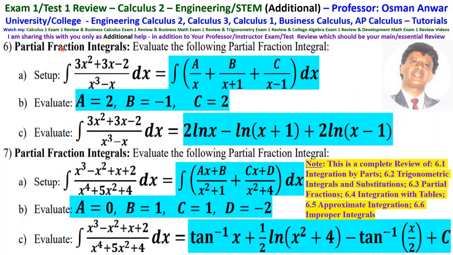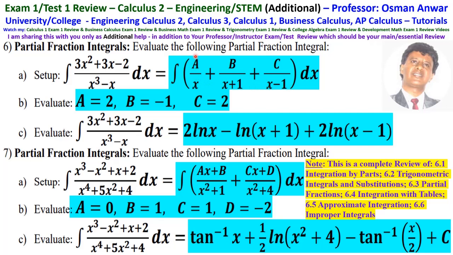Number 6 is partial fraction integrals. So A is the integration of 3x squared plus 3x minus 2 over x cubed minus x. We're going to take the denominator and factor it into x times x plus 1 times x minus 1. And all those are linear.